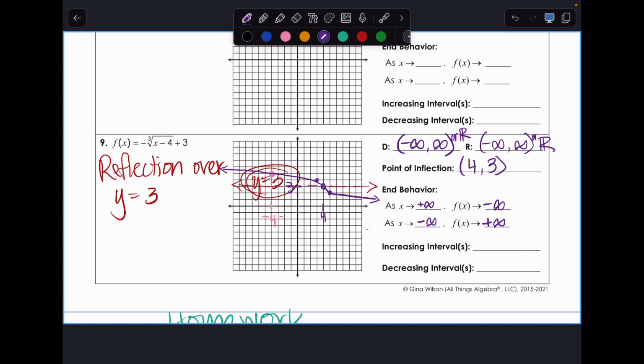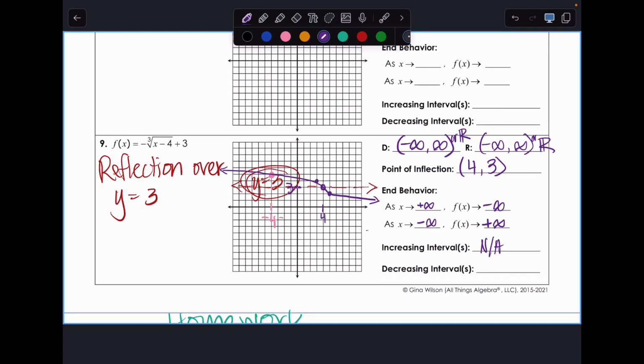Okay? Increasing interval from left to right. Do we have anything going upward? Nope. So this is not applicable or none. Okay? From left to right, which part of this graph is going downward? All of them. So it's going to start at negative infinity in the x domain to positive infinity in the x domain. Okay? Any other questions?